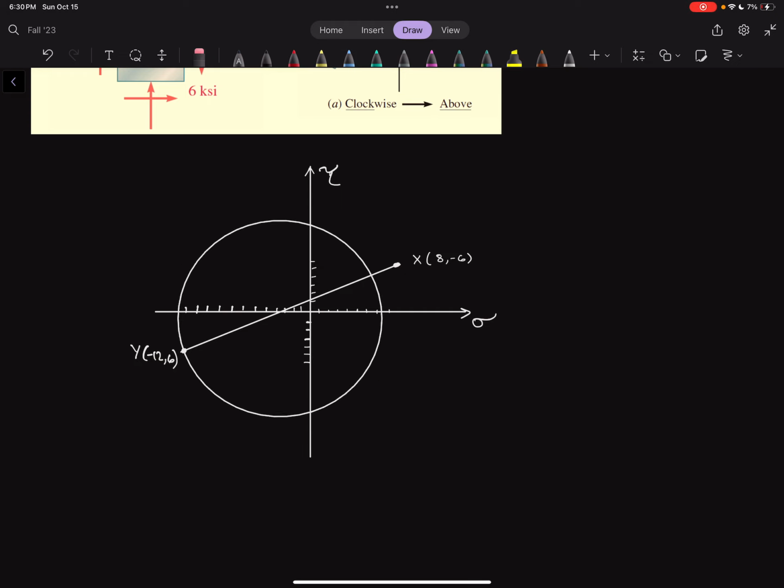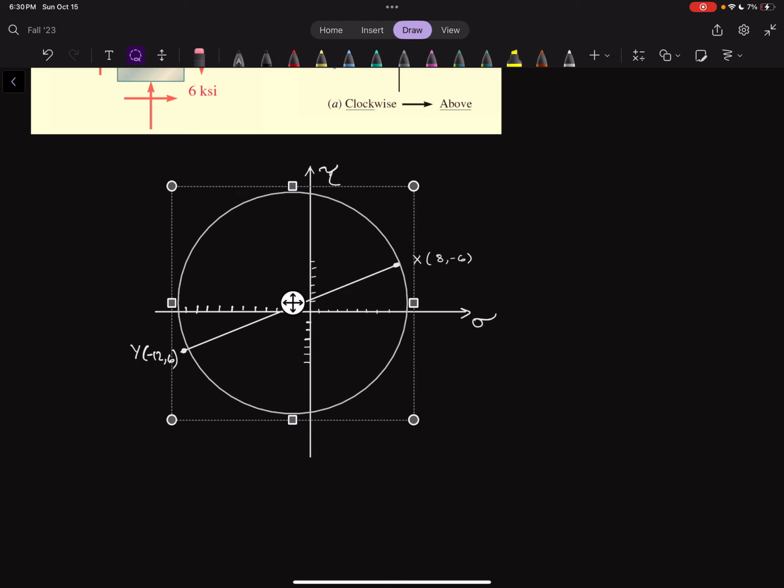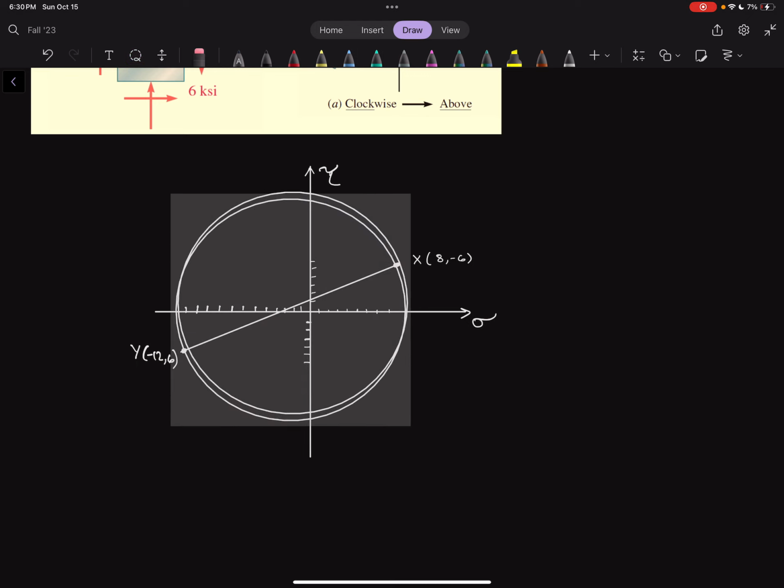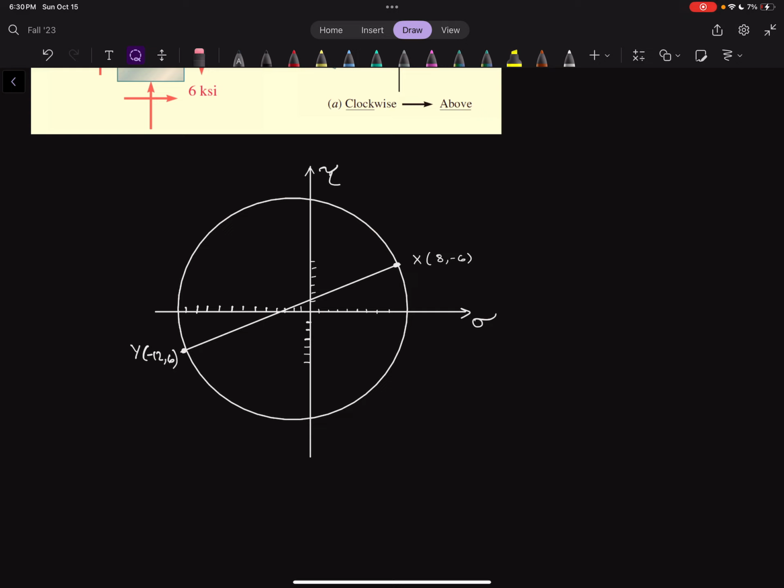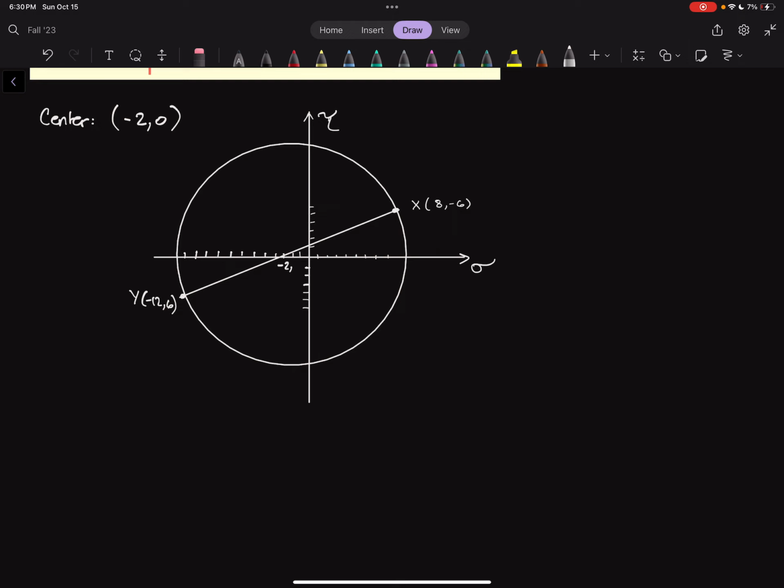Let's see, this wouldn't be a circle, like this. And then I'll expand it to include my points. All right, so now what are we going to do? Well, now we're going to find the center. So the center is at negative 12 plus 8, which is negative 4, divided by 2. So at negative 2 comma 0. It's not completely drawn to scale, but it'll work.